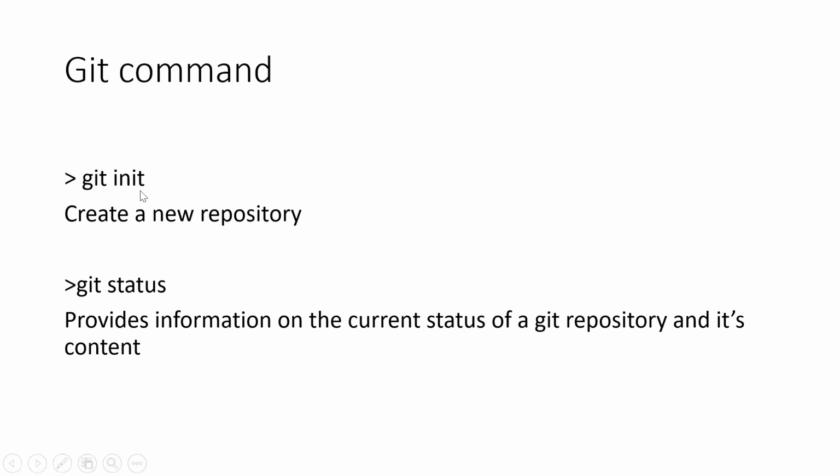So this is the command line prompt in Git Bash. If you want to create a new repository, this is the command for that. There is another command called git status. Suppose you are doing the development part over there, but the things are not getting saved directly in Git. These unsaved changes, we can check from git status. It provides information on the current status of the Git repo and its content.